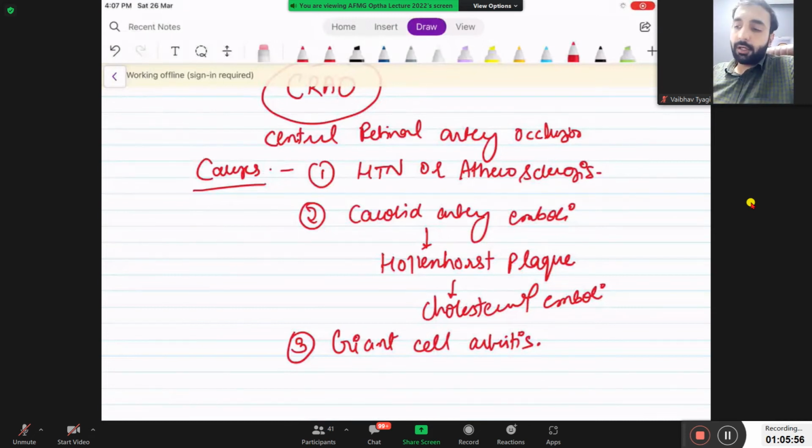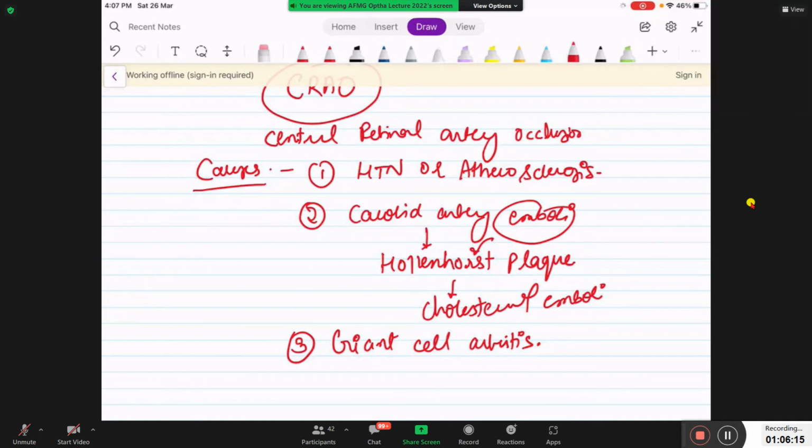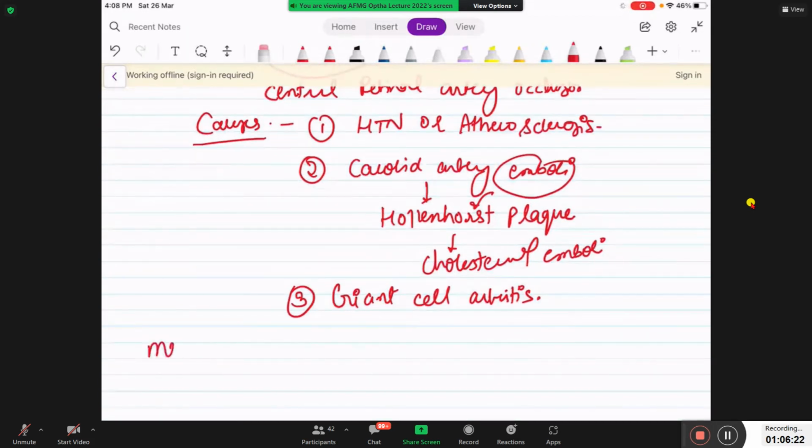Second point is carotid artery emboli, and the name of the emboli is Hollenhorst plaque, which is the cholesterol emboli. This gets blocked in the carotid artery, which can lead to central retinal artery occlusion. So it is called cool because there are no emergencies. Very few medical emergencies are there in ophthalmology, but CRAO is one of the medical emergencies. This is a medical emergency.